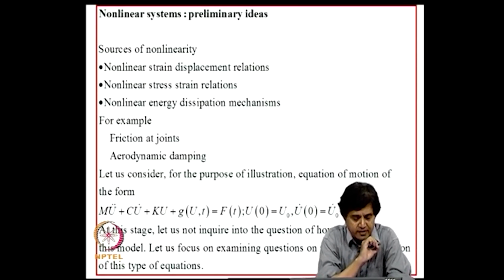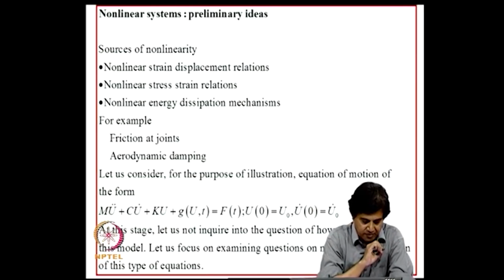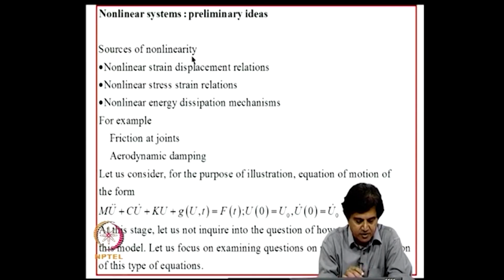We will now start discussing some issues about integrating equations of motion if we are dealing with nonlinear systems. We will start by discussing some preliminary ideas. Perhaps later in the course we will address these questions in a more elaborate way. Now, why do we get nonlinear systems? The sources of nonlinearity in structural dynamics could be due to nonlinear strain displacement relations, or due to nonlinear stress strain relations, or nonlinear energy dissipation mechanisms, for example, friction at joints, aerodynamic damping, hysteresis and so on and so on.